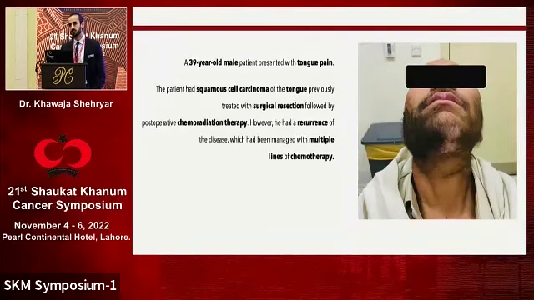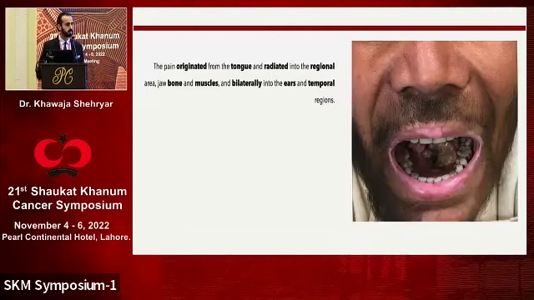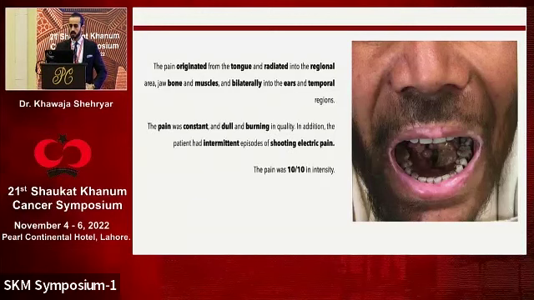Unfortunately, the patient had nodal metastasis, so he went with chemoradiation, then failed, then had recurrence, and had multiple lines of chemotherapy. Now the oncology clinic had suggested that the patient should be on a break because of the declining functional health status. When we asked about the history of pain, the patient reported that pain was originating from the tongue and then radiating downwards and backwards bilaterally, going across the jaw into the ears as well as the temporal area.